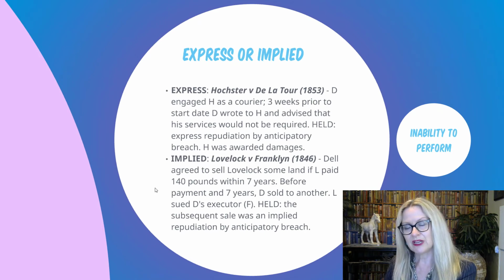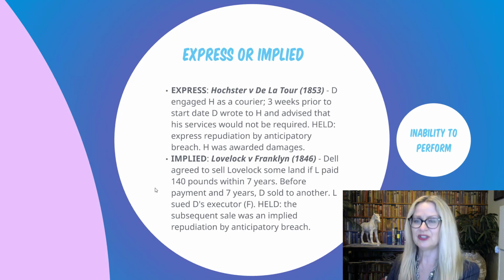Now, as we just saw in Progressive Mailing House, a repudiation may be implied from the sum total of conduct, or it could be expressed and very to the point and matter of fact. So in Hoxter and Delatour, we had Delatour engaging Hoxter as a courier, and 3 weeks before poor old Mr. Hoxter was due to start, Delatour wrote and said, sorry, don't need your services. Hoxter sued, and it was found that there had been express repudiation by way of anticipatory breach, obviously, because the start date hadn't even rolled around yet. Nevertheless, because of the repudiation, Hoxter was awarded damages.